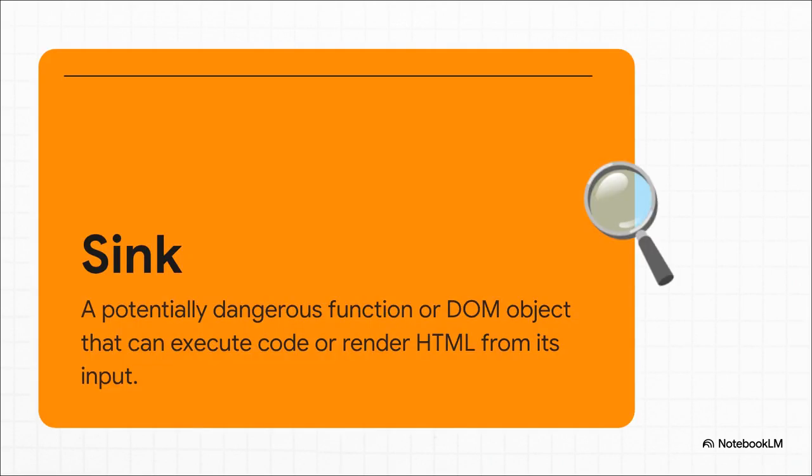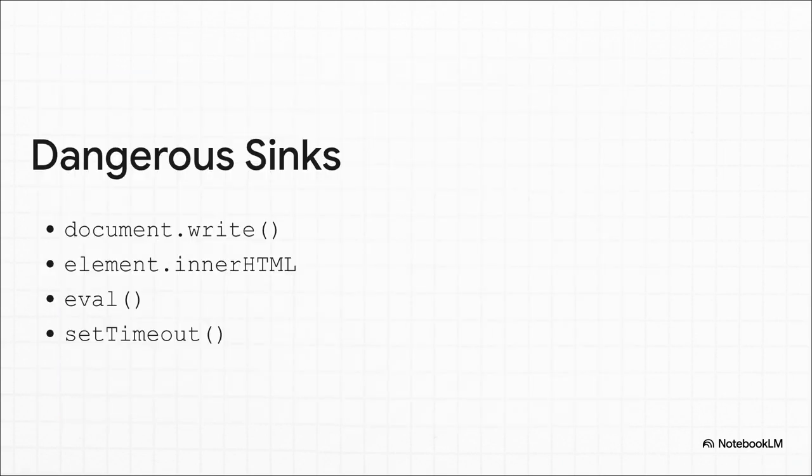And if the source is the open door, the sink is where the trap is sprung. It's a function that is maybe a little too trusting. It takes whatever data it receives and just runs with it, no questions asked. So, you can see where this is going, right? When you take untrusted data from one of those sources we just saw and you feed it directly into one of these dangerous sinks, that's the moment you have a DOM XSS vulnerability.